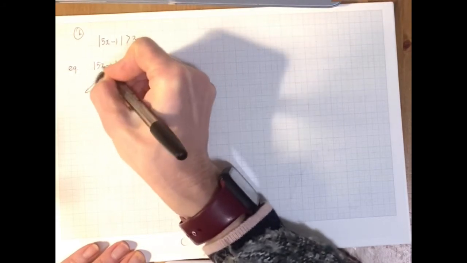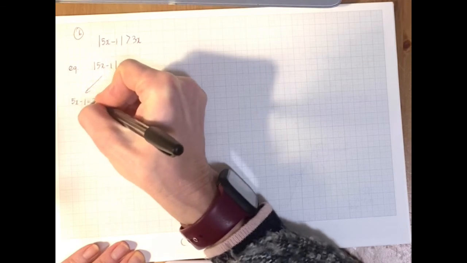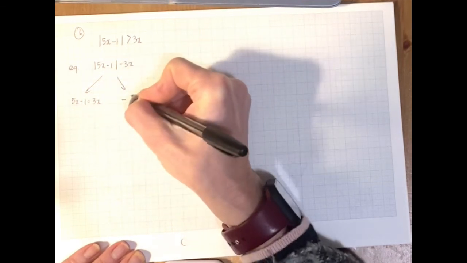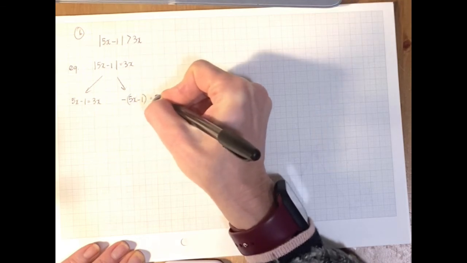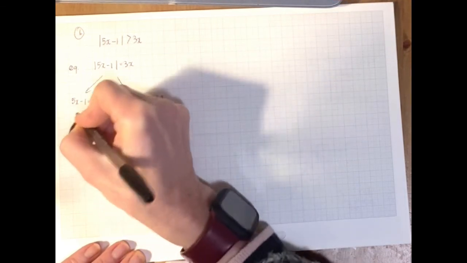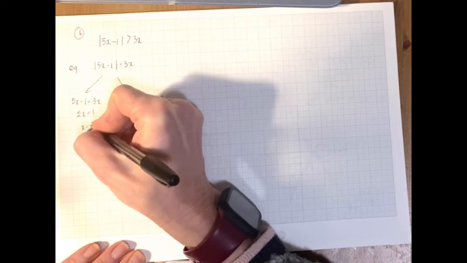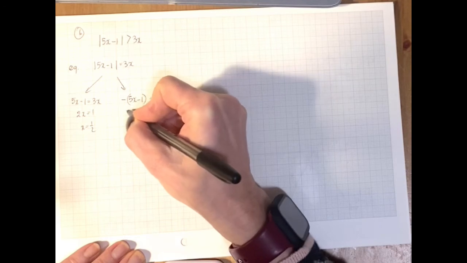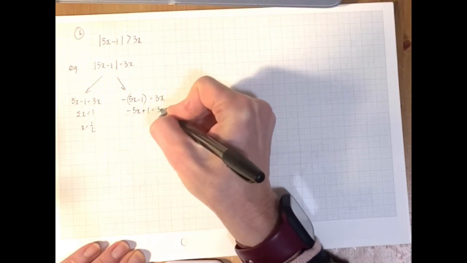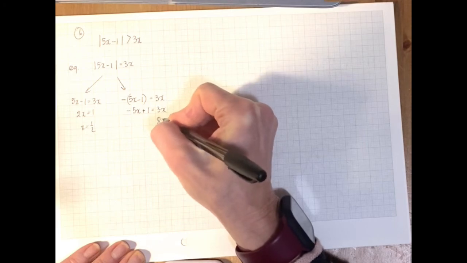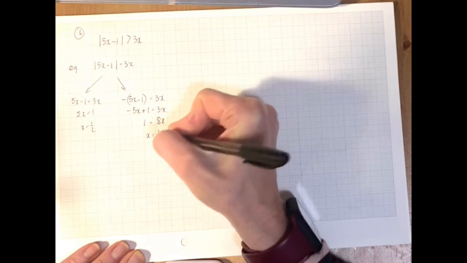So we're going to find the solution to 5x minus 1 equal to 3x, and minus 5x minus 1 is equal to 3x. So this will give us 2x is equal to 1, x is a half. And this one here, it's minus 5x plus 1 is equal to 3x, giving us 8x is equal to 1. So x is equal to 1/8.